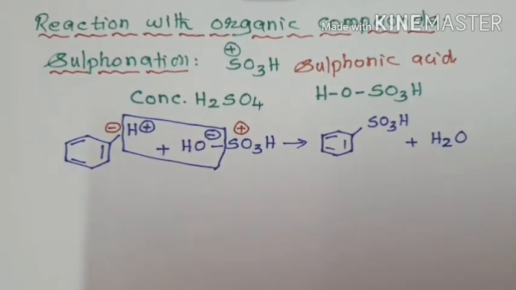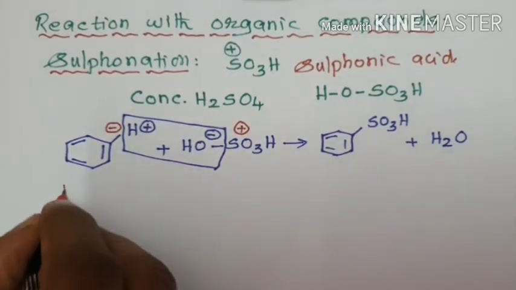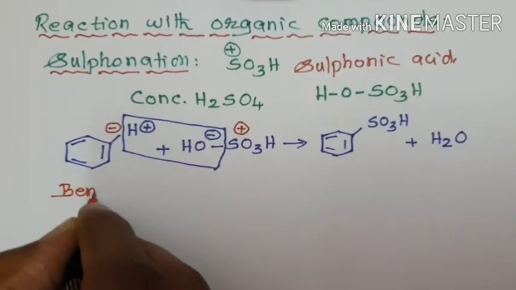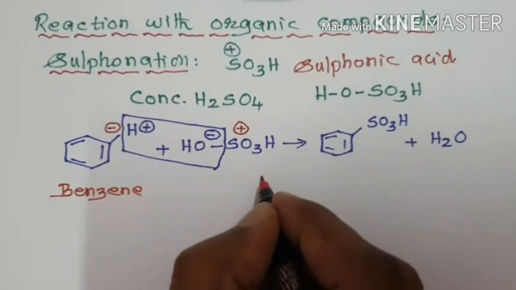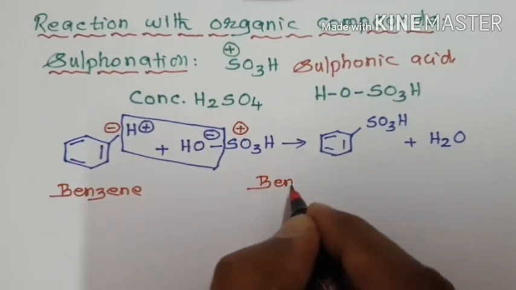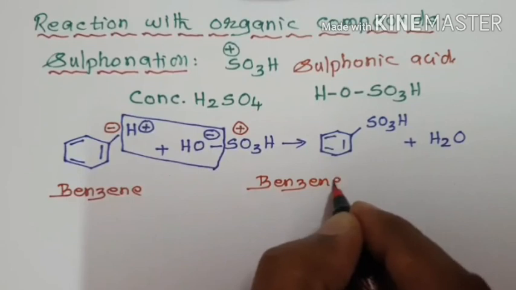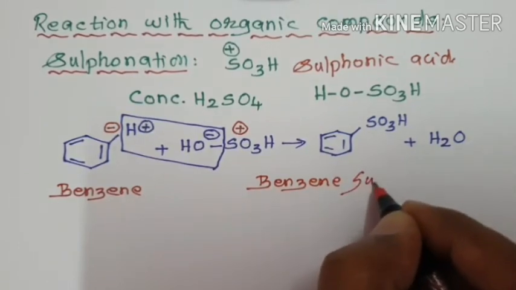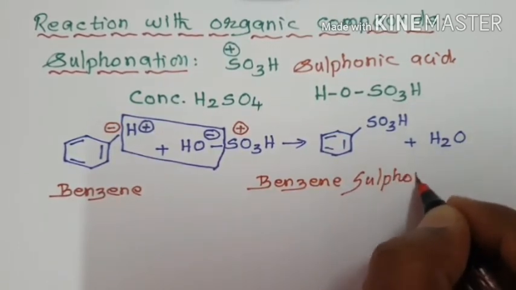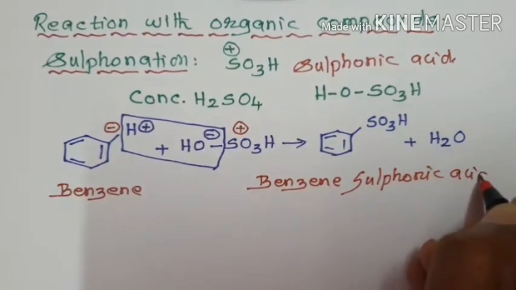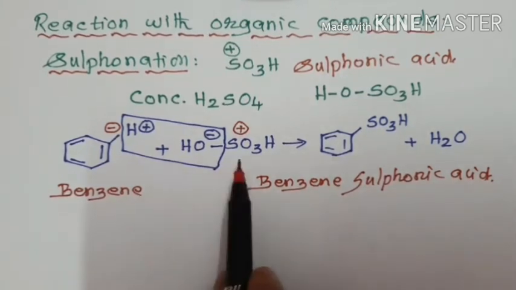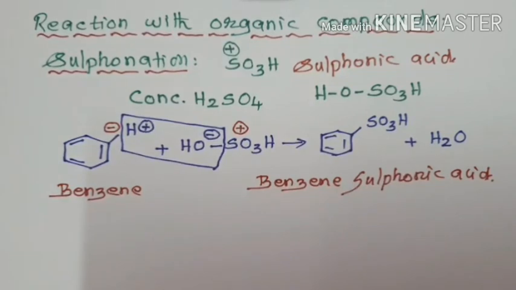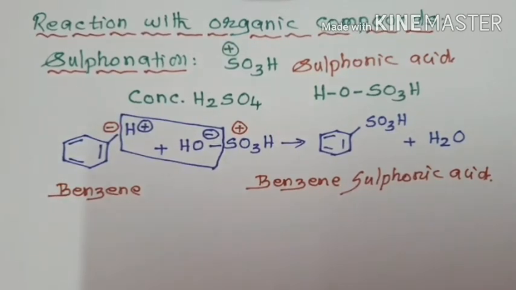Now our aromatic compound, we know the name, benzene. Benzene undergoes sulfonation and gives benzene sulfonic acid. So this is the reaction, how benzene undergoes reaction with sulfuric acid, or reaction of sulfuric acid with an organic compound.